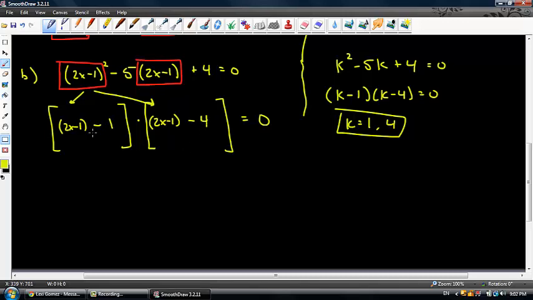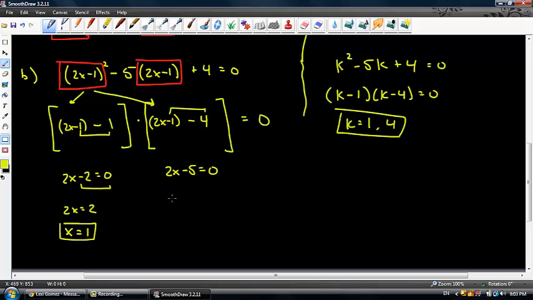So let's combine our like terms here. This is 2x minus 2 equals 0. This is 2x minus 5 equals 0, right? I just combined these two, combined those two. So when you move this over, you're going to get 2x equals 2 and x equals 1. Here you're going to get 2x equals 5 and x equals 5 over 2.